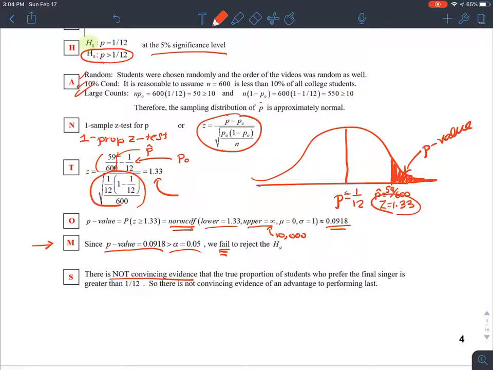And remember, the rest of this is all talking about the alternative, that the true proportion of students who prefer the final singer is greater than 1/12. That means there's not really an advantage to performing last. Not convincing evidence, anyhow, saying that.